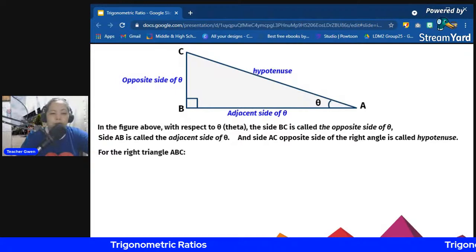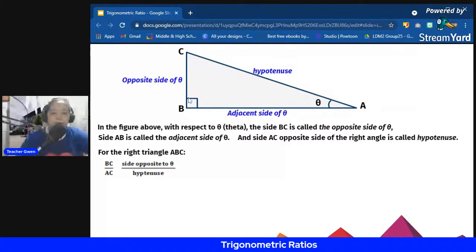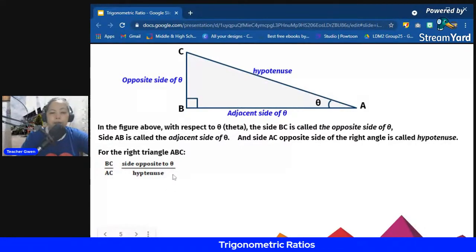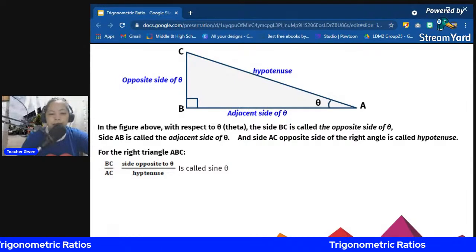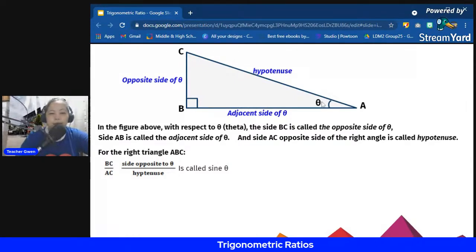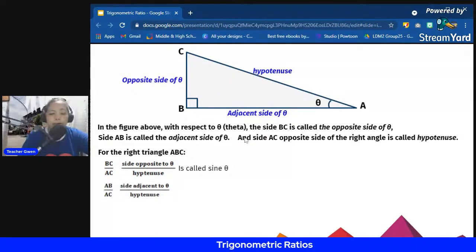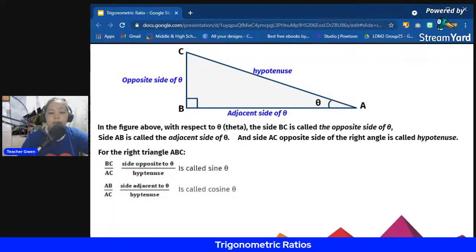For the right triangle ABC, we have BC over AC. BC is the opposite of theta over the hypotenuse. This is called sine theta. Take note, sine theta is equal to the opposite over the hypotenuse. Then we have AB over AC, or the adjacent side over the hypotenuse. This is called cosine theta.